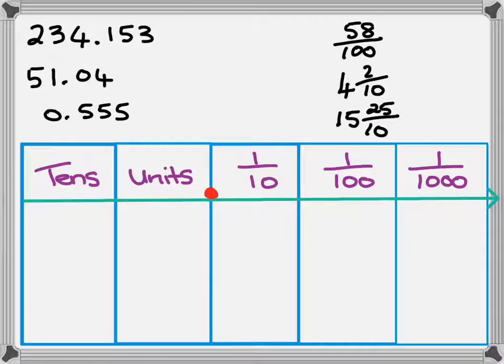Okay, you can write the headings down. You can press pause. And then you're going to check that you actually wrote the answer properly. So I'm going to say, for instance, we're going to convert this into a mixed number now. So you're going to write it all down here, your 234.153.